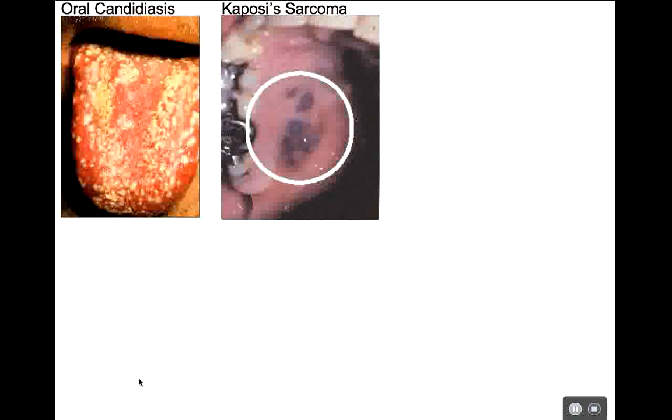We saw Kaposi's sarcoma on the ankle before. Here we're seeing Kaposi's sarcoma in the soft palate inside the mouth, but it really could be anywhere because it's a cancer of the endothelial cells of the blood vessels. So, a really rare cancer, again really only seen at this point in AIDS patients.